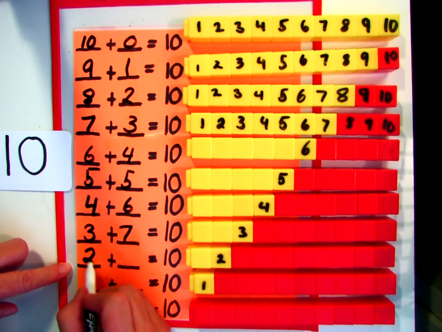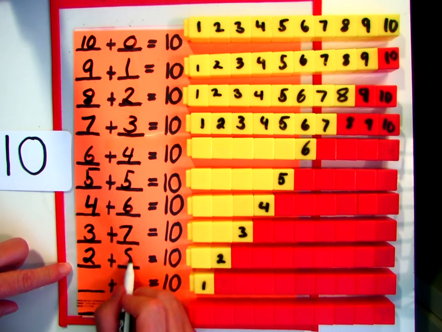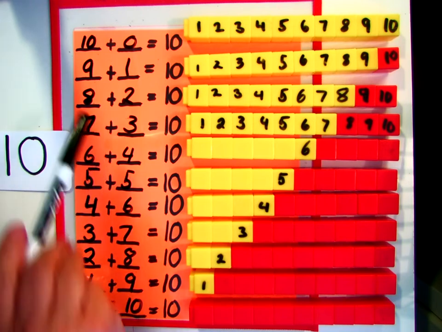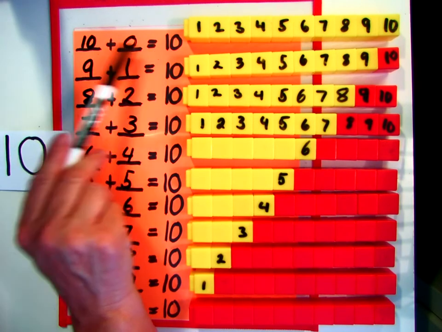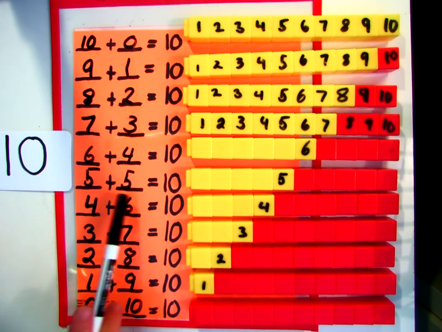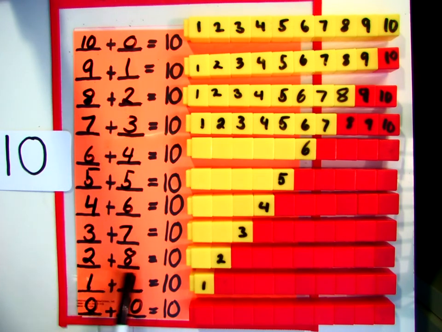Here we have 2 and 8. 2 and 8 can make a 10. 1 yellow and 9 reds can make 10. Partners of 10. And then here we have 0 yellows now and 10 reds. So these are all your partners of 10. They can make the number 10. 10 and 0, 9 and 1, 8, 2, 7, 3, 6, 4, 5, 5, 4, 6, 3, 7, 2, 8, 1, 9, and 0, 10.